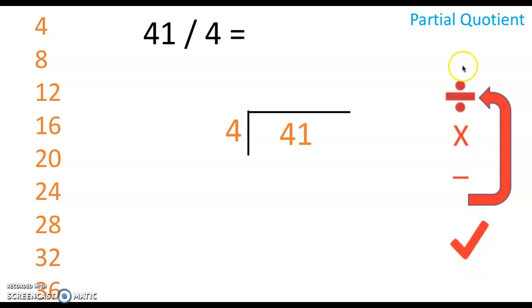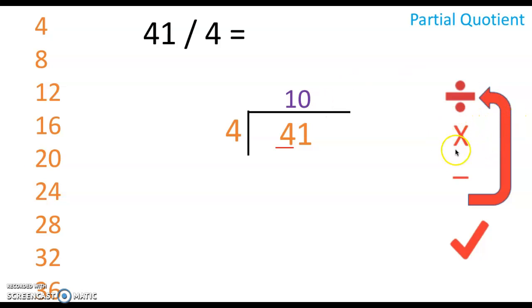So let's start in our first step. We're going to divide starting in the biggest place value, which is our tens place. What's the closest we can get to 4 without going over? Yeah, we could only skip count one time. Remember that 1 is in the tens place.